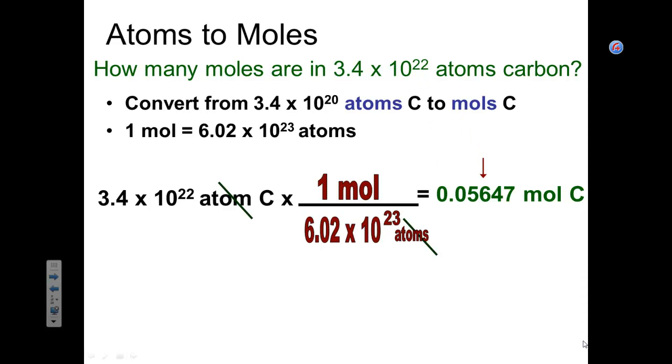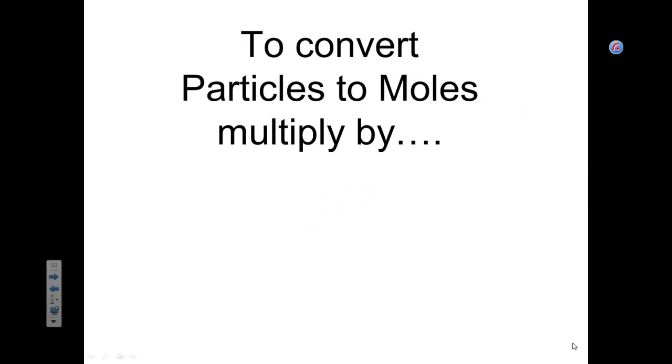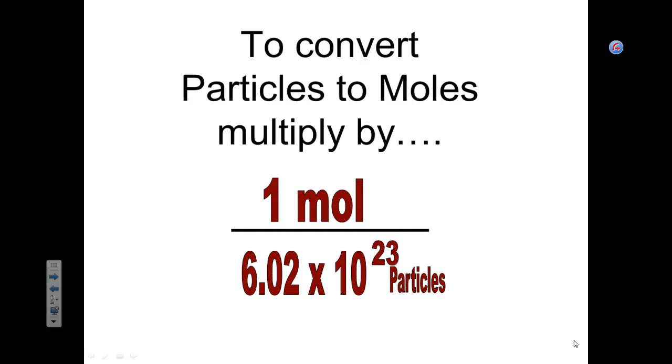Again, if I look at my starting value, it has only 2 significant figures, so I need to round my answer to 2 significant figures. In this case, that's the 6. I look one to the right, it's a 4, and so the 6 stays the same, and my answer is 0.056 moles of carbon.